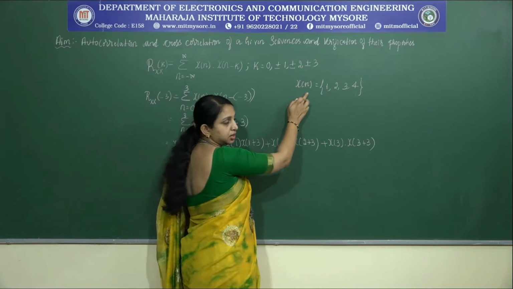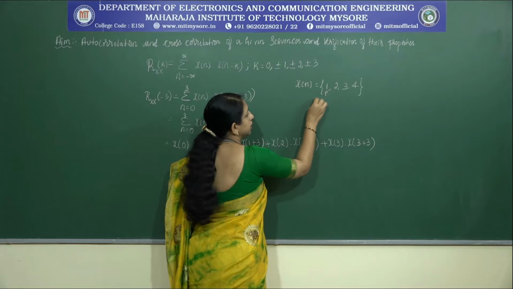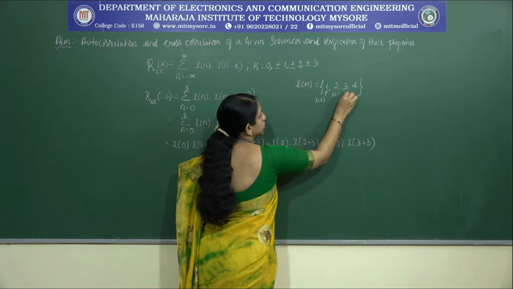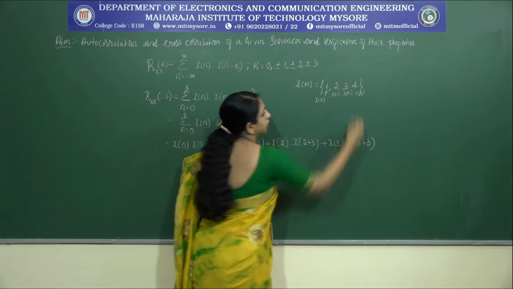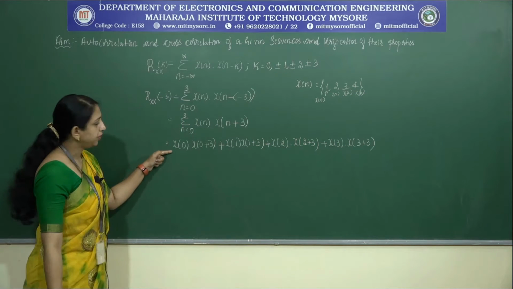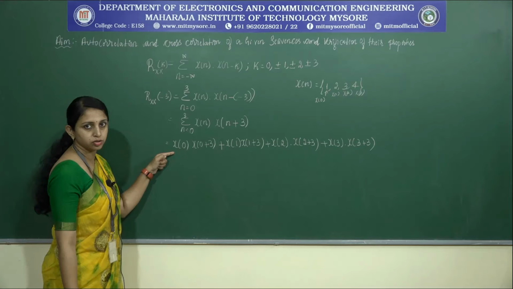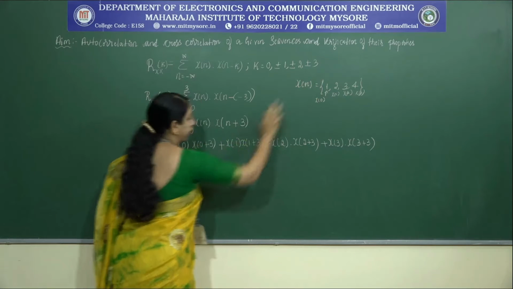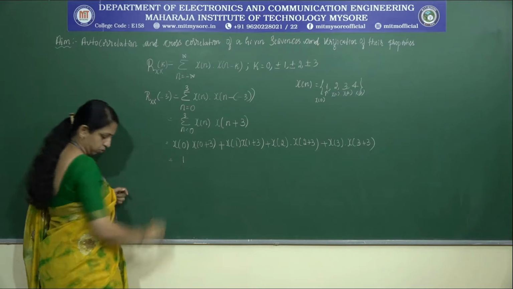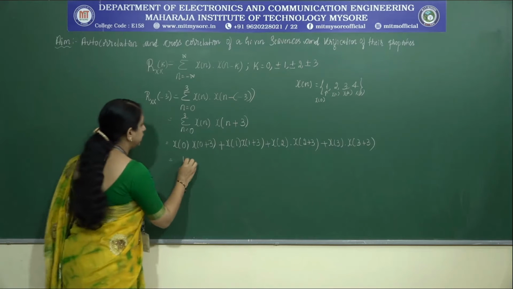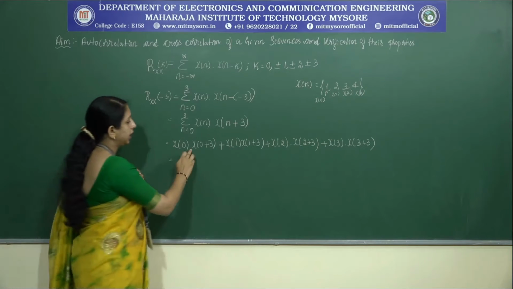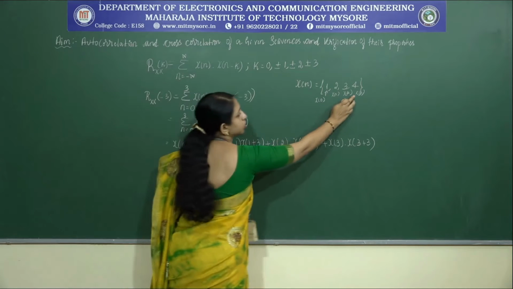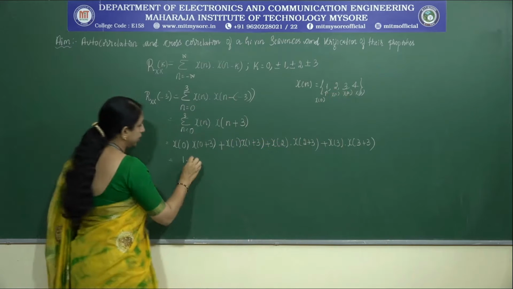In the considered sequence, this will be x of 0, x of 1, x of 2 and x of 3. So what do we have first? We have x of 0. What is the value of x of 0? It is equal to 1. Into x of 0 plus 3, which is x of 3. What is the x of 3 value? It is 4.